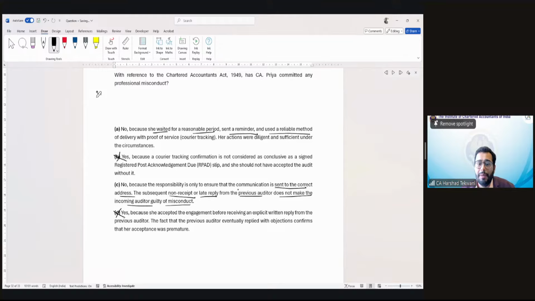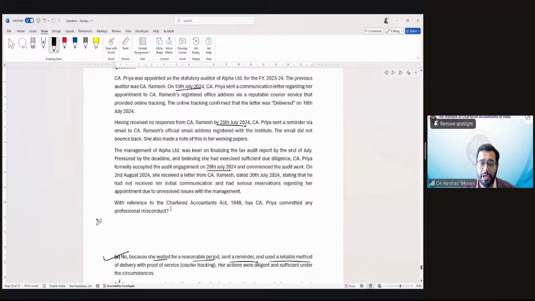Here it is not about subsequent non-receipt or late reply. It is about sending the reminder, waiting for a reasonable period, and maintaining the records of the positive evidence of delivery. As a result, option A is correct, not option C. It is not about the non-receipt or the late reply. Here the responsibility is not only to ensure the communication is sent. The responsibility is to make sure you have positive evidence of delivery available in your hand. It's not about sending the communication, it's about the positive delivery. That's why option C is not correct. Option A is correct in the current scenario.